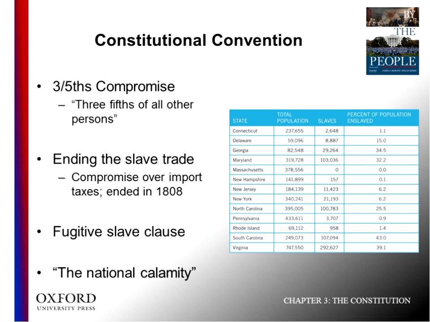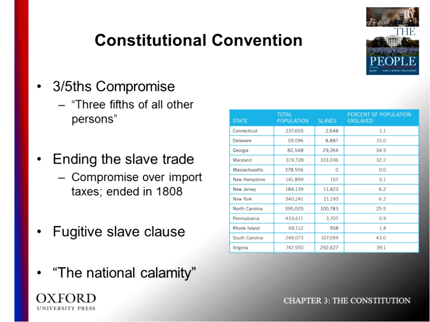Well, Northerners obviously were aghast at this. Look at Massachusetts, they had zero slaves whatsoever. And they said, no, we're not going to stand for this. If you don't think slaves are people, then why should we count them in the population census? And so they compromised. They said, we'll count three-fifths of all other persons. Now, the Southerners wanted to put the word slavery in the Constitution, but the Northerners said, no, we're going to put all others. And that actually ended up being very key, because without the word slave in the Constitution, later Supreme Courts had a difficult time justifying slavery, because it wasn't actually written in the Constitution.